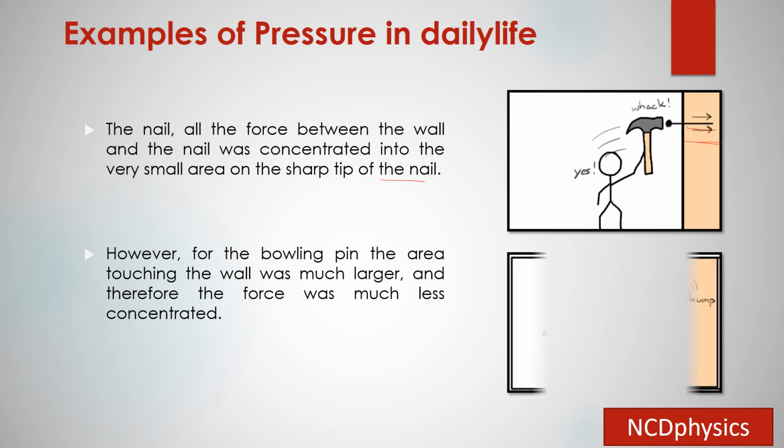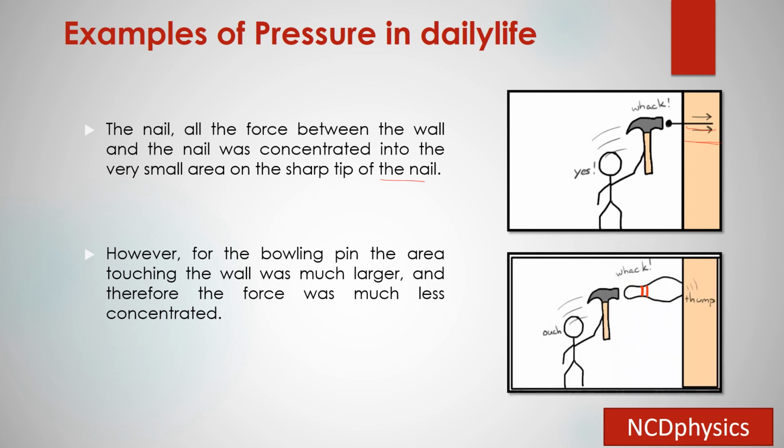In the second example, however, the bowling pin, the area touching the wall was large and therefore the force was much less concentrated. So you see we have a bowling pin. This is the area of the bowling pin touching the, let's say, wooden block or surface. So the same hammer, same guy, and the force is acting on the surface of the nail, and on this part of the bowling pin.